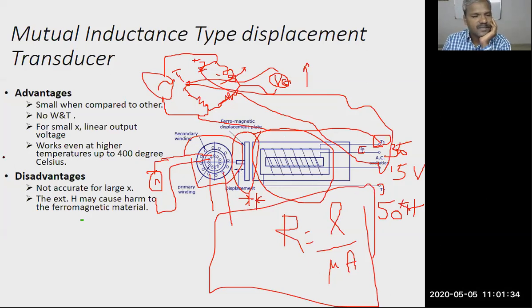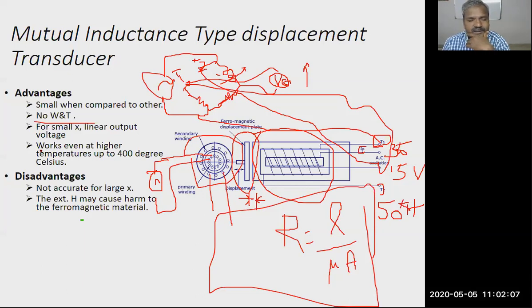So the advantages: it is small when compared to other types of inductive transducers. There is no wear and tear effect; it is minimized in this circuit. For a small value of displacement, there will be a good output voltage and a linear output. If the displacement increases, the linearity is affected. So non-linearity exists for very high displacement.